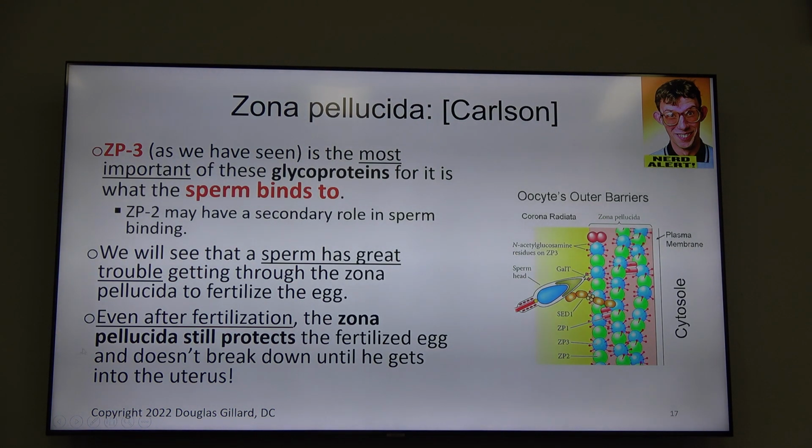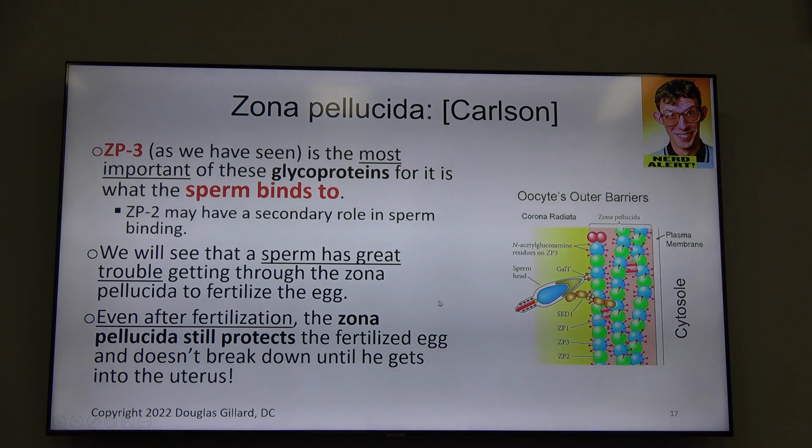Okay, again, most important of everything I just said there. It's the most important because the sperm binds to it. ZP2, going into the weeds, ZP2 might help it a little bit, but ZP3 is the one that you want to remember. Sperm will have great trouble getting through. Oh, I didn't say this. This thing is tough. The sperm has a tough job getting through the zona pellucida. We'll learn about the corona radiata. Sperm can get through that no problem. Sperm have trouble getting through this, and we'll talk about that probably next time.